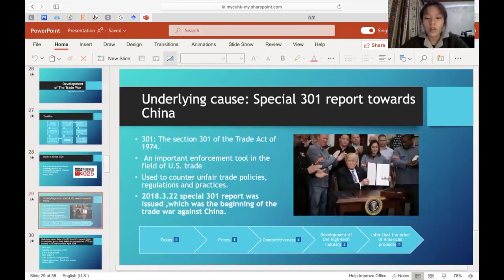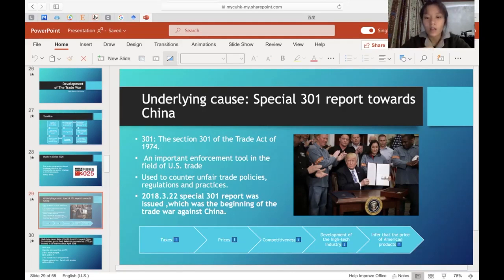Then comes Section 301. It is an important enforcement tool in the field of U.S. trade and can be used to counter unfair trade policies, regulations, and practices of U.S. trading partners. On March 22nd, 2018, Special 301 was held towards China. It represents the beginning of the trade war.